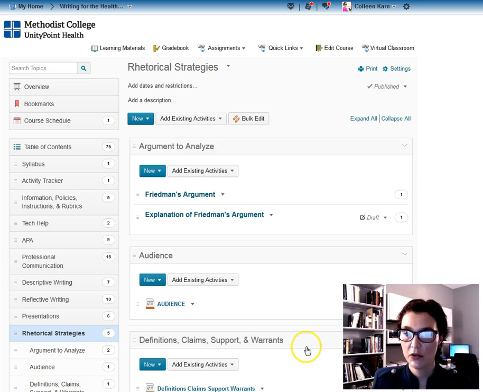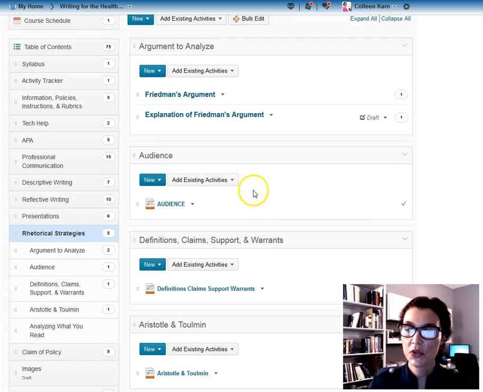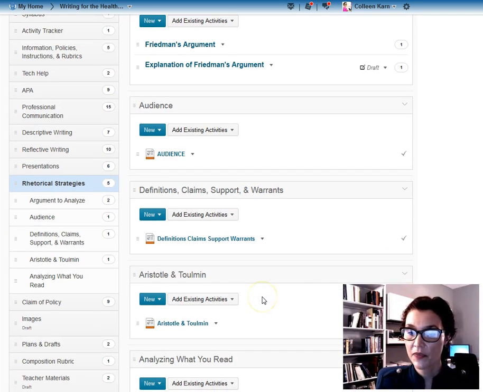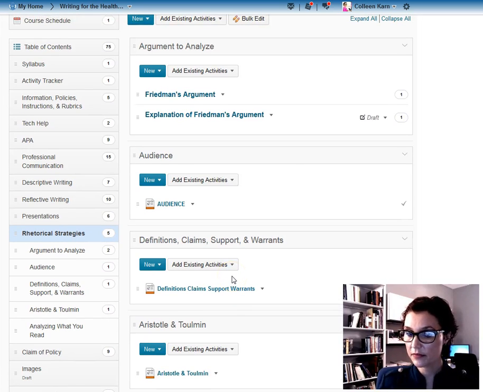So I'm going to show you a few things. The modules you're going to be doing will be audience, definitions, claims, support, and warrants, and Aristotle and Toulmin. So these are going to be your three modules, and I'm going to have you analyze an argument looking at each of these different components. So audience, definition, claims, support, warrants, and Aristotle and Toulmin. And inside audience, we also talk about purpose. So this way we can apply it.